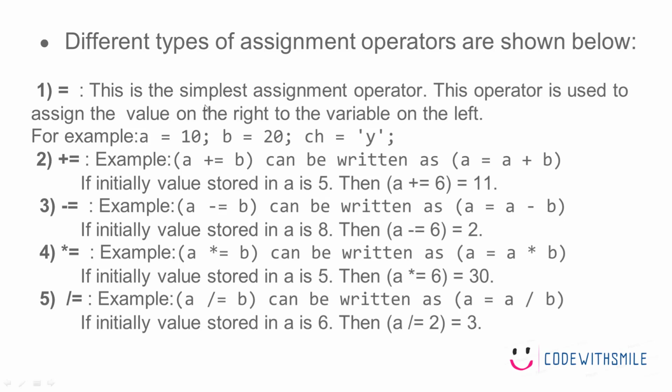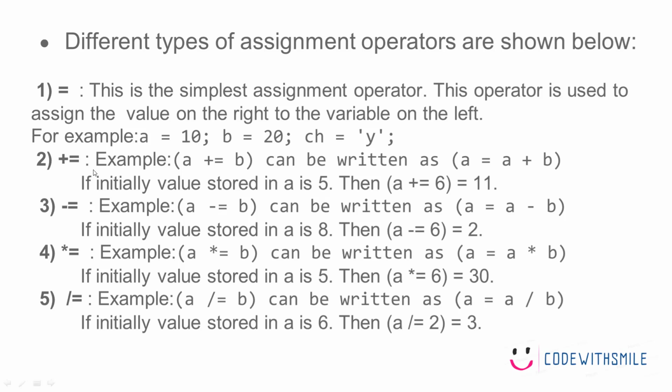Equal to. This is the simplest assignment operator. For example, A equals to 10, B equals to 20, and CH equals to 'Y'. Here we are using assignment operator equal to assign the value to the variable. These four are also known as shorthand operators.